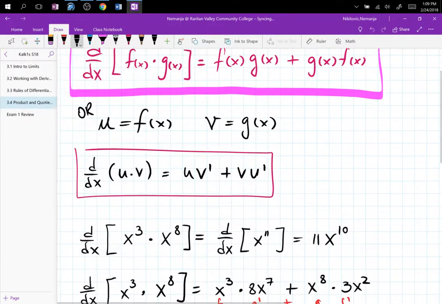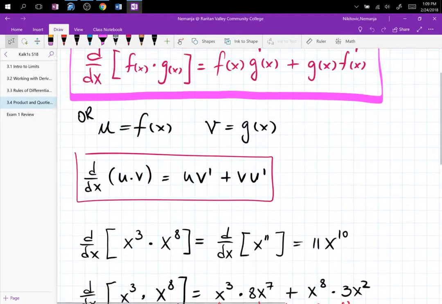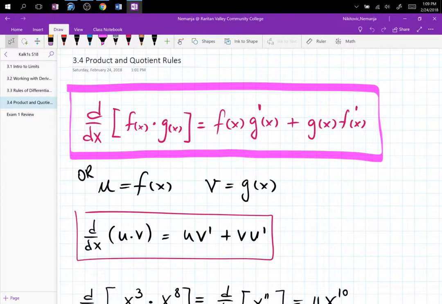Half of the lecture done. All we have is the quotient rule left. Oh, let me just write over here, product rule, because I should.